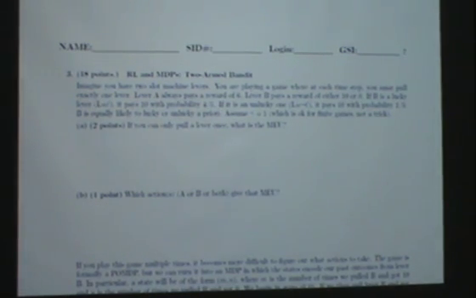Imagine you have 2 slot machine levers. We're playing a game where each time step you must pull exactly 1 lever. Lever A always pays a reward of 6. Lever B pays a reward of 10 or 0. If B is a lucky lever, it pays 10 with the probability of 4/5. If it's an unlucky one, it pays 10 with the probability of 1/5. B is equally likely to be lucky or unlucky a priori.